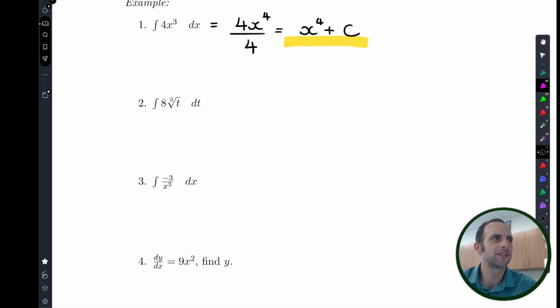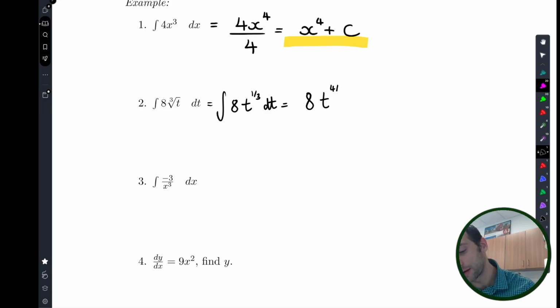Okay, so our second example here is the integral of 8 cube root t dt. So we've changed the variable of integration a little bit to t, and we see that denoted with the dt at the back as well. Okay? We cannot integrate this as it stands. We need to take a little prep step, and that prep step is simply turning this cube root into a power. So we know that that's a power 1/3, and now we can apply our reverse power rule.